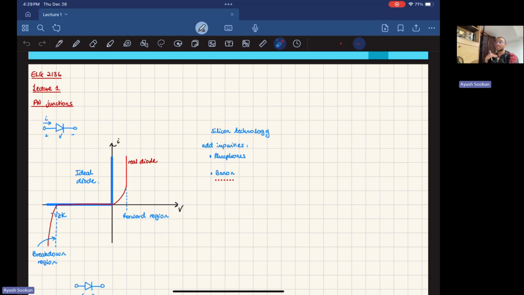At some point it's going to break down. That's what we call the breakdown voltage of that diode. At some point in the negative voltages, that diode will break down and will start conducting current in the opposite direction.